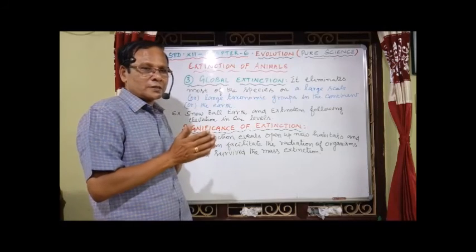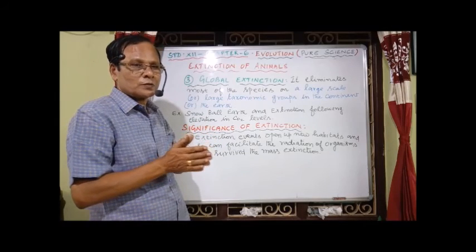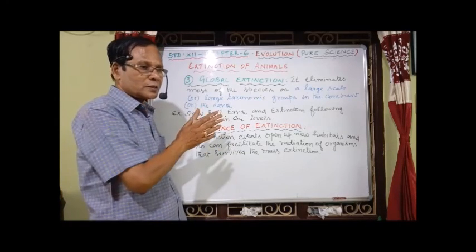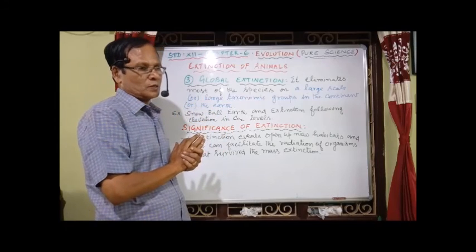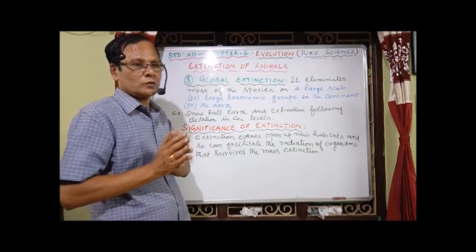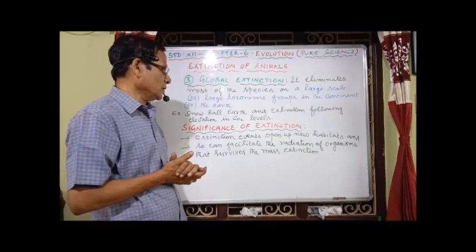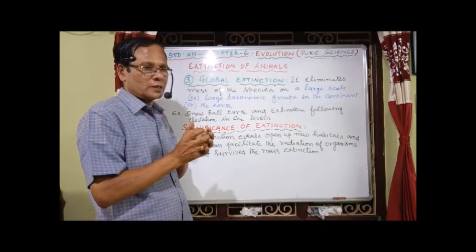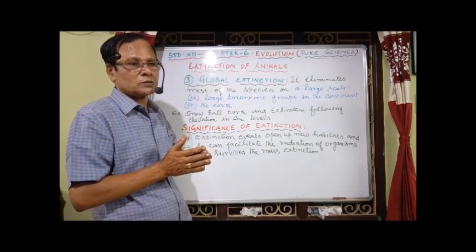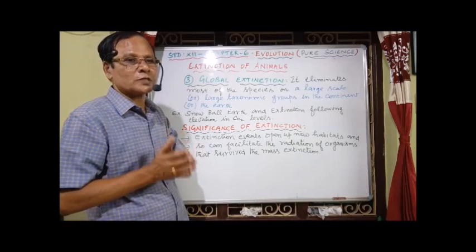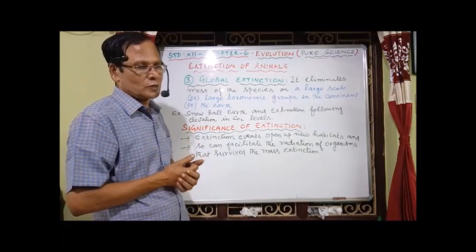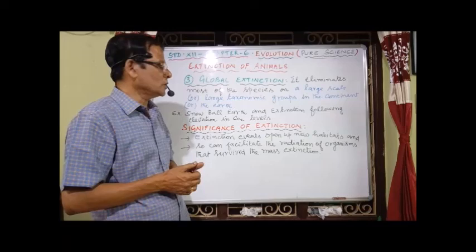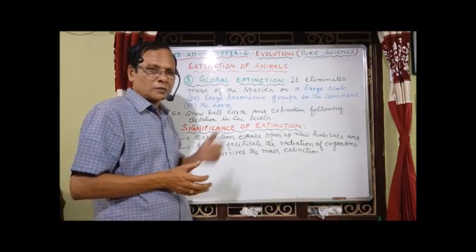With this extinction, that's the last part of evolution for pure science students. I completed the entire evolution lesson, both for bio as well as the pure science students. Now we have to go for another lesson, some events related to the principle of inheritance for pure science students. 2 or 3 pages only. That's the last part for you. So anyway, thank you. I'll conclude with this one.